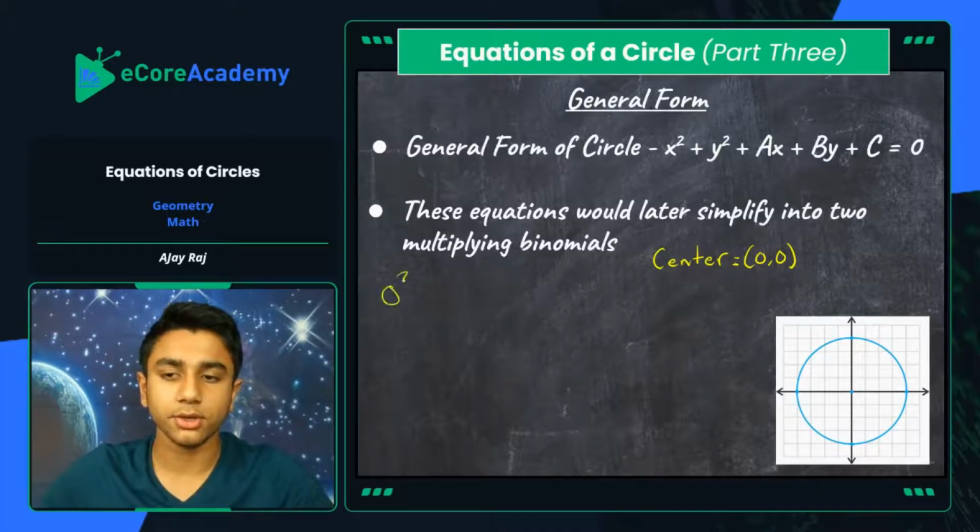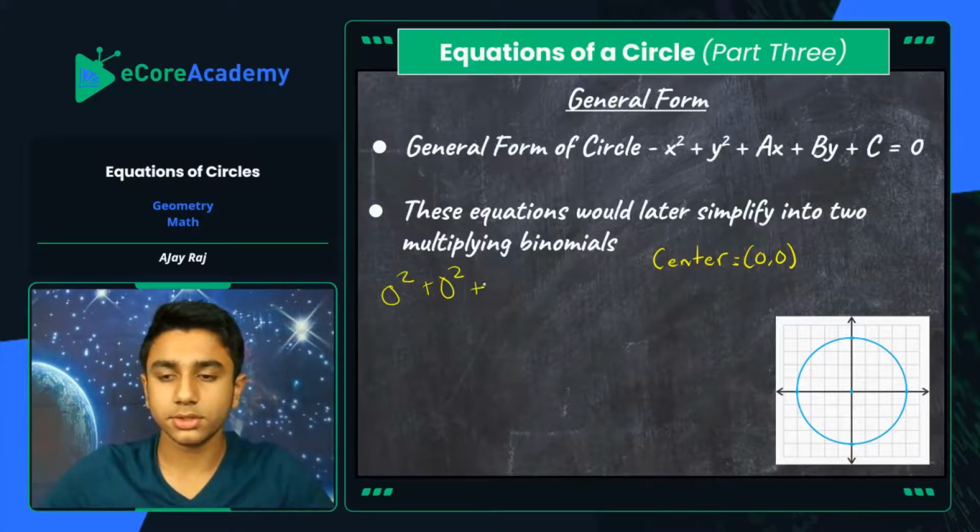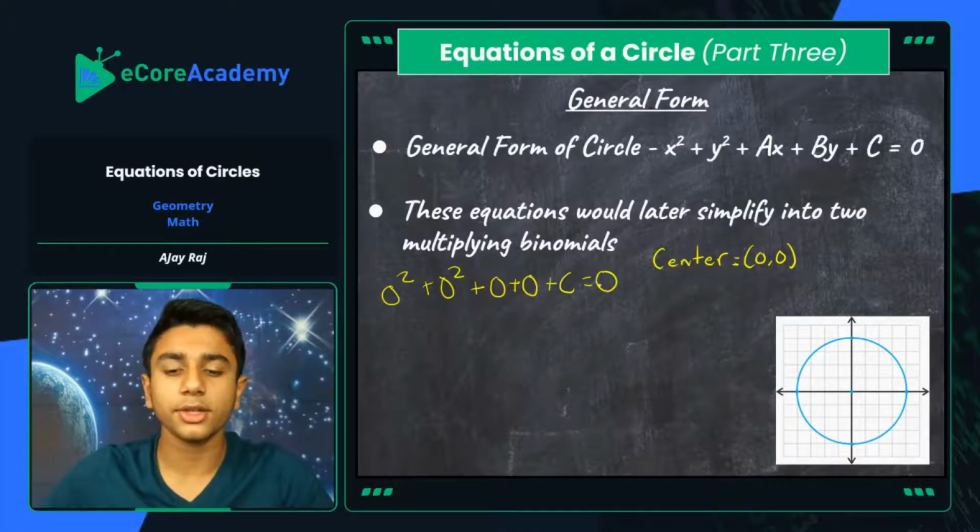So we have 0 squared plus 0 squared plus 0 plus 0 plus c equals 0. Now we can automatically solve for c. We know that c equals 0 automatically. Once we plug in those values, we can start to solve for a and b, in which you would multiply out 0 to each value.